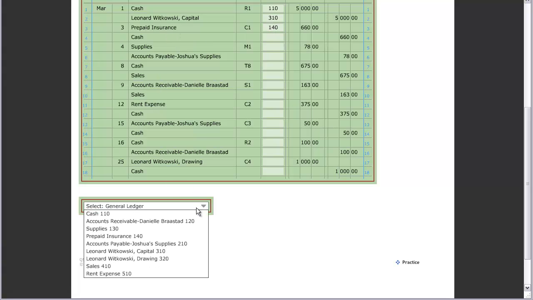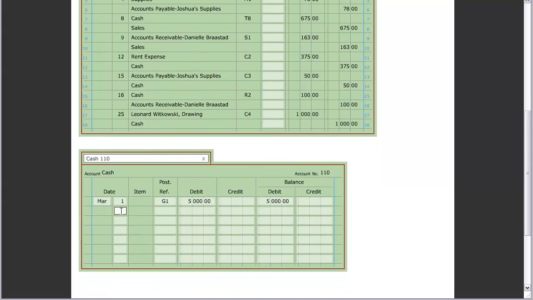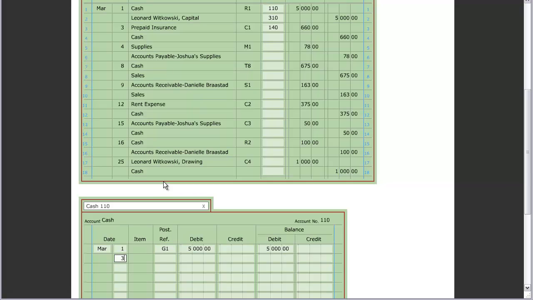Now cash, we're going to go get cash again, and we use this one quite a bit. As you can see, there's lots of spaces for it. So on the 3rd, we also used cash, and we credited cash, which means we paid it for prepaid insurance. So we credit it $660 after putting the posting reference, of course. $660, we credited it. And now this is kind of a tricky part.